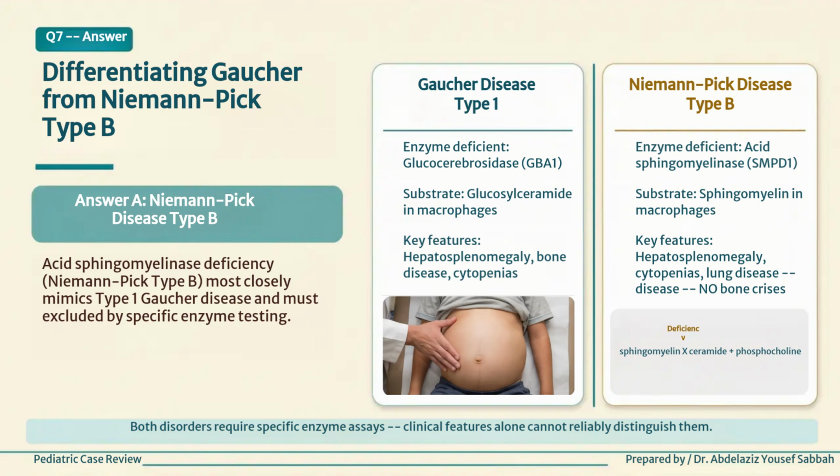The correct answer is option A, Niemann-Pick disease type B. Niemann-Pick disease type B is caused by deficiency of acid sphingomyelinase, which leads to sphingomyelin accumulation in macrophages. It closely mimics type 1 Gaucher disease because both conditions cause hepatosplenomegaly and cytopenias due to macrophage storage. A useful distinguishing feature is that Niemann-Pick type B characteristically involves lung disease with pulmonary infiltrates, and it does not cause the bone crises seen in Gaucher disease. Because the clinical overlap is significant, the two cannot be reliably separated on clinical grounds alone, so specific enzyme assays are essential to confirm the correct diagnosis.